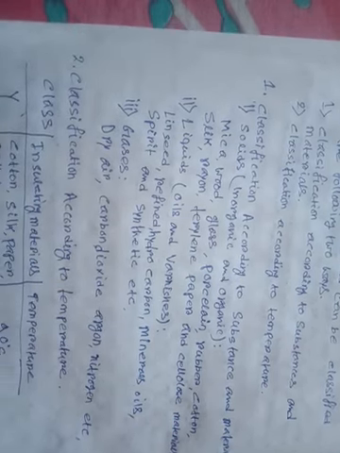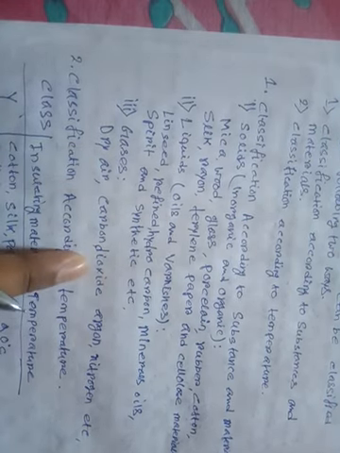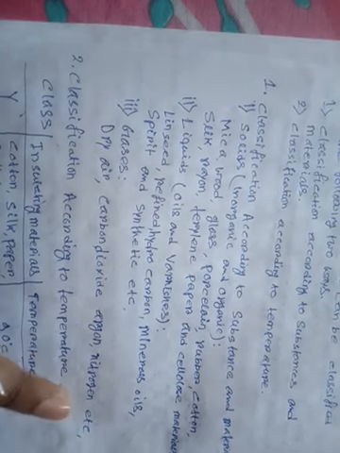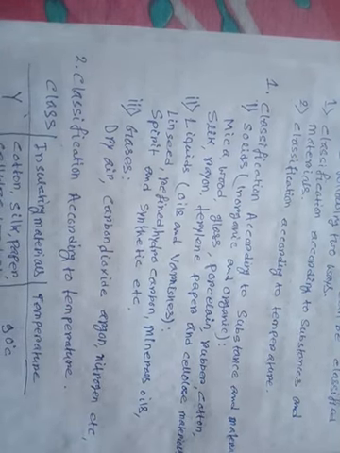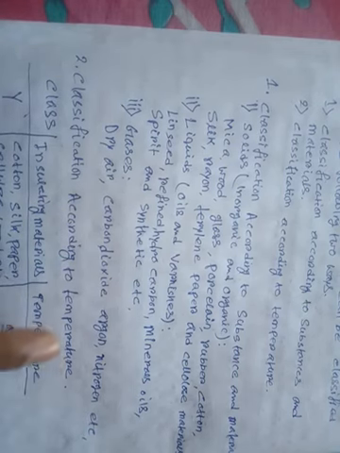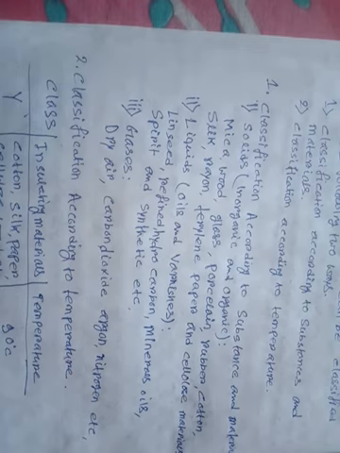Number three, gases: dry air, carbon dioxide, argon, nitrogen, etc. There are different types of gas used for insulation purposes. According to material, the insulation is of three types: solid, liquid, and gas.